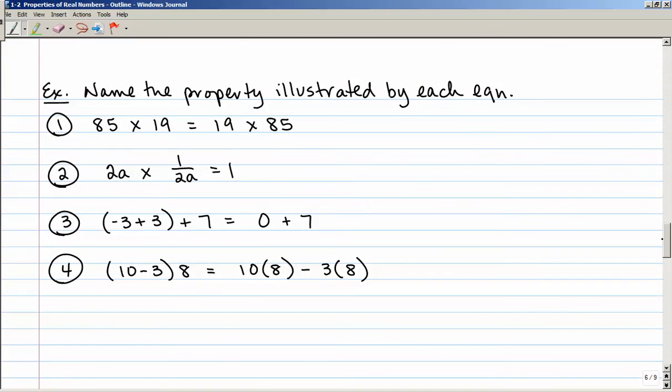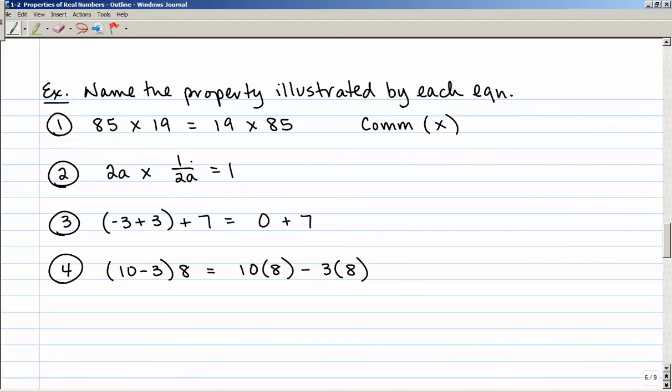So name the property that's illustrated by each equation. So 85 times 19 equals 19 times 85. Since there's no parentheses or anything here, this is going to be the commutative property. And I want you to be specific. This is the commutative property of multiplication.